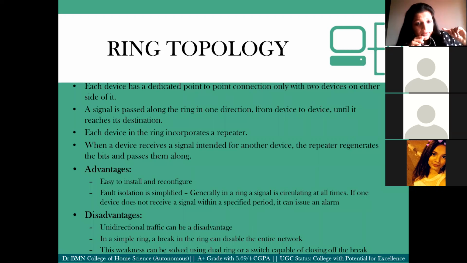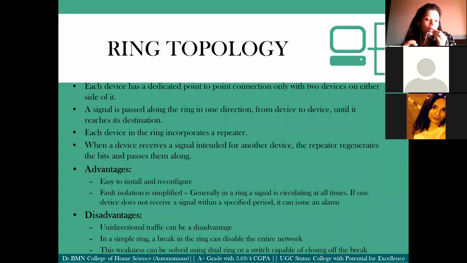Now what will the network operator do? Oh, this is a problem. This machine is issuing an alarm. So that means this machine is not receiving a signal, so there is some problem here. So fault isolation is very simple here.